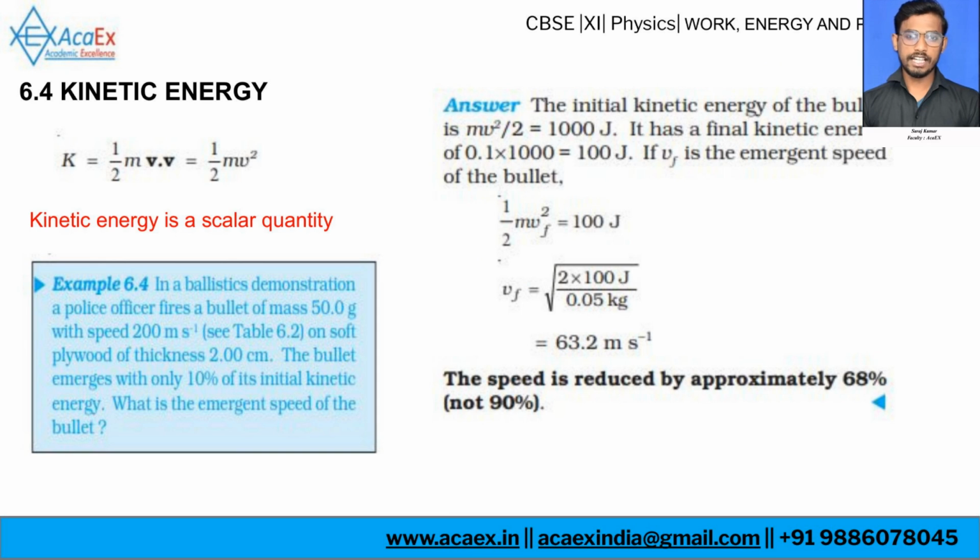Kinetic energy is a scalar quantity. Kinetic energy equals 1/2 times mass times velocity squared. Example: a bullet of mass 50 grams with speed 200 meters per second is fired at plywood of thickness 2 centimeters. The bullet emerges with only 10% of its initial kinetic energy. The emergent speed from the kinetic energy equation is about 63.2 meters per second.